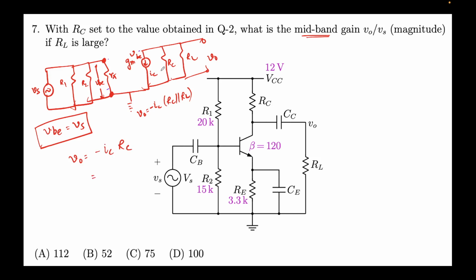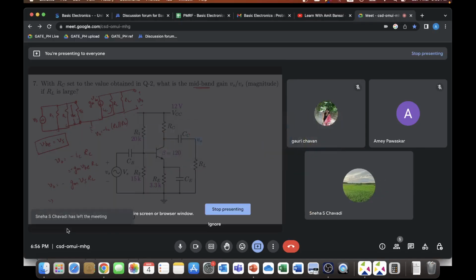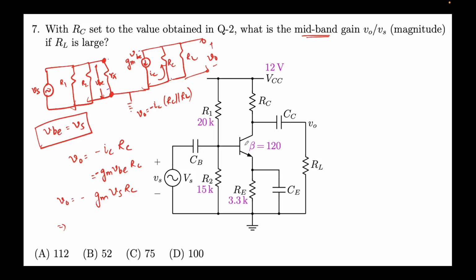Again, why the negative sign? Because the current will flow in this direction, and the polarity of voltage that we are measuring is this, hence the negative sign. So what's the value of IC? IC is nothing but GM times VBE. So I can write V0 equal to minus GM times VB, and VB is nothing but Vs. This will give me V0 over Vs equal to minus GM RC.